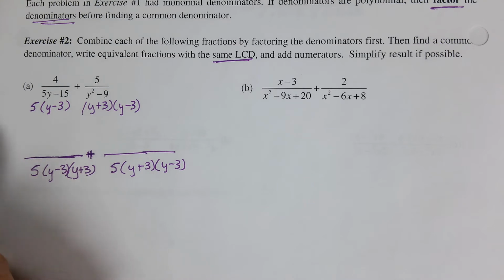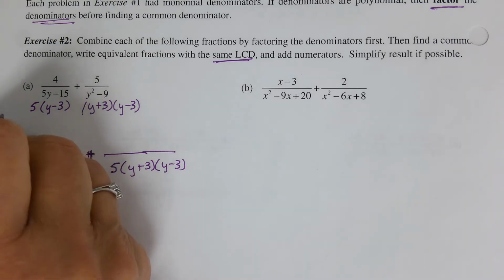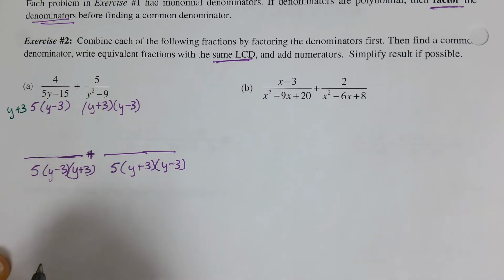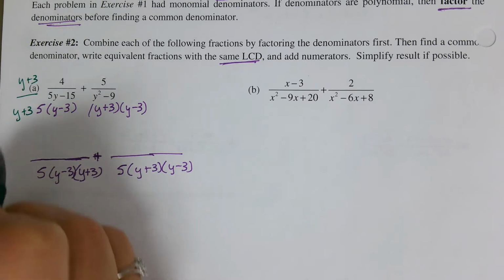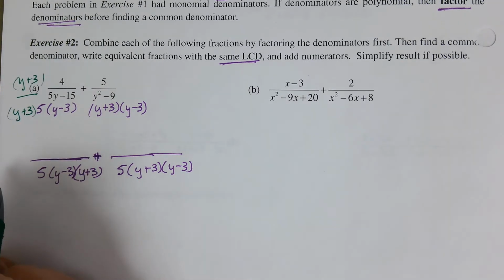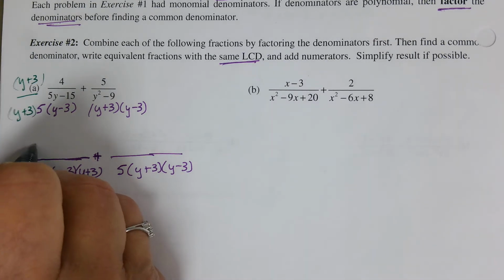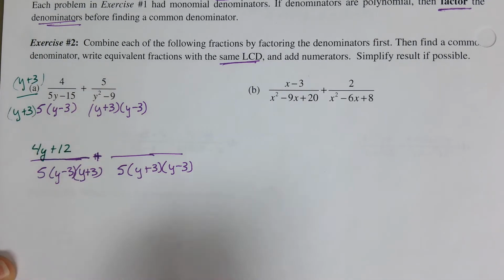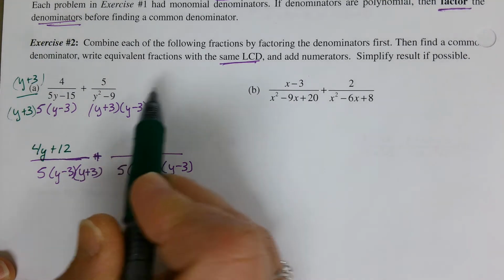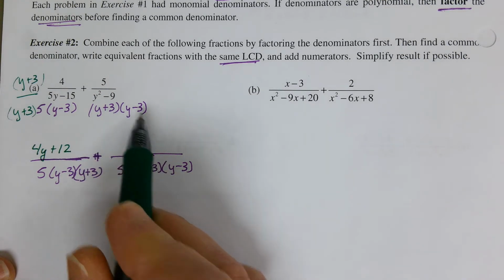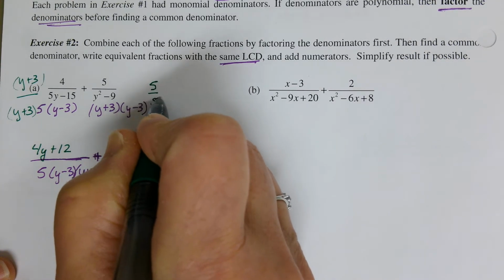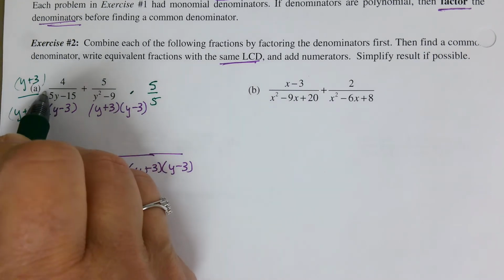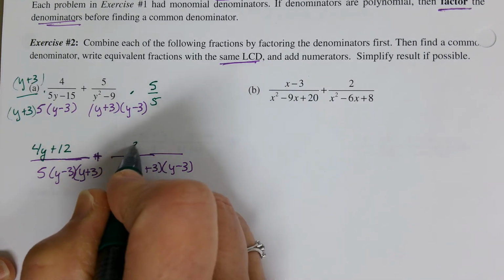What's missing from here to get here is the y plus 3. So we need to multiply by 1 in the form of y plus 3 over y plus 3. In doing so, 4 times y plus 3 is 4y plus 12. And what's missing here, what do we multiply this by to get to this? We're missing the 5. So we're multiplying by 1 in the form of 5 over 5. 5 times 5 is 25.